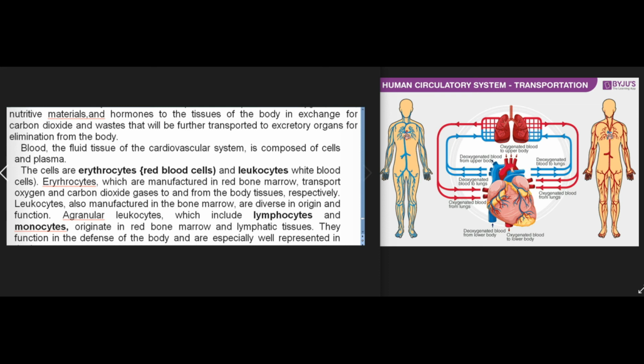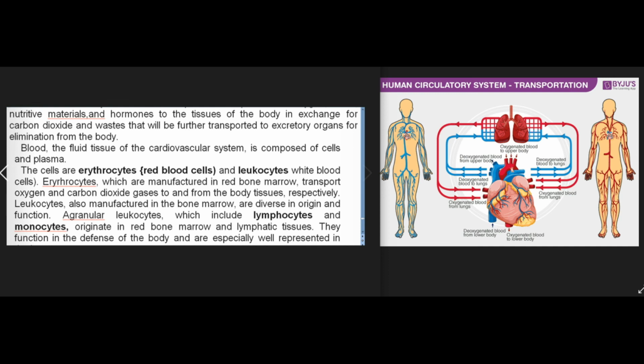Blood, the fluid tissue of the cardiovascular system, is composed of cells and plasma. The cells are erythrocytes, red blood cells, and leukocytes, white blood cells. Erythrocytes, which are manufactured in red bone marrow, transport oxygen and carbon dioxide gases to and from the body tissues, respectively. Leukocytes, also manufactured in the bone marrow, are diverse in origin and function.